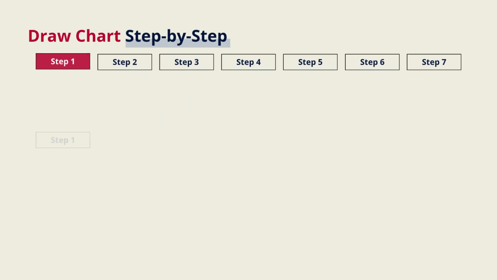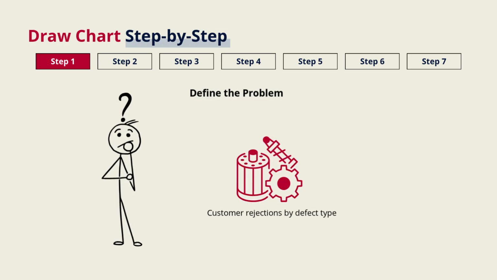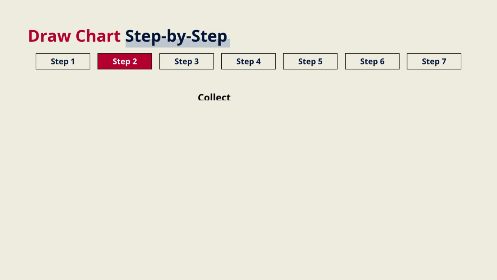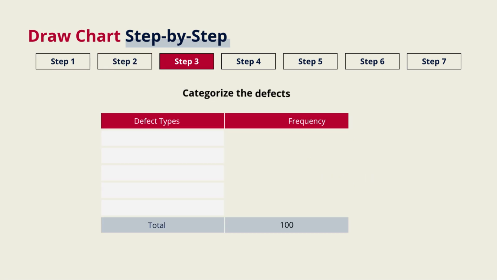Step 1. Define the problem. Start with a clear focus, for example, customer rejections by defect type. Step 2. Collect the data. Use inspection reports, process logs, or customer complaints, but make sure the data is accurate and covers a defined time period. Step 3. Categorize the defects.